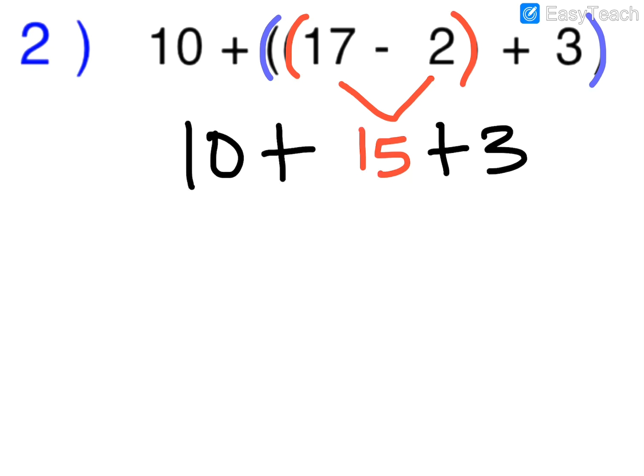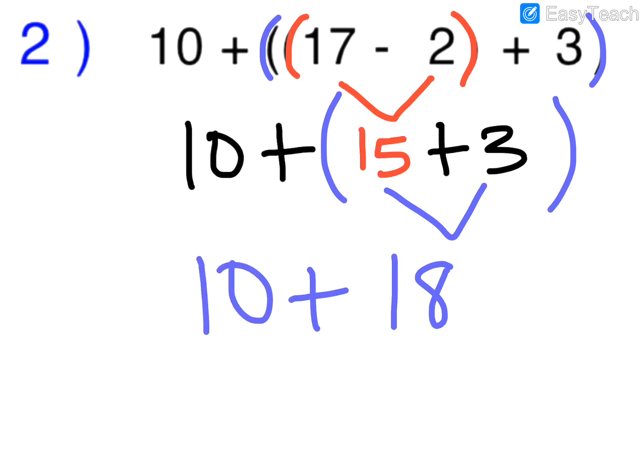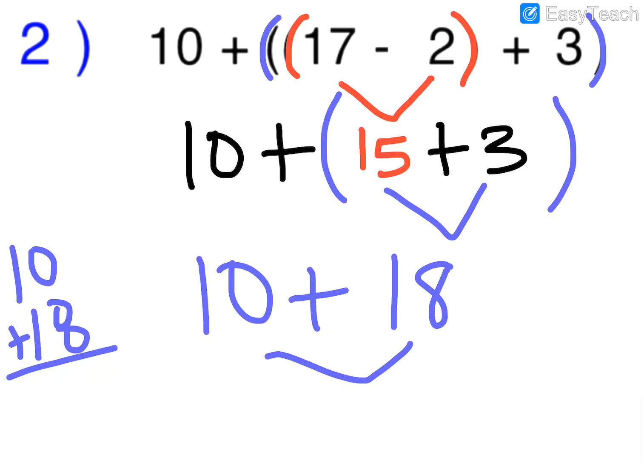I'm going to keep the same colors just to keep some consistency here. And then we also have 10 plus, we have open parentheses, 15 plus 3, close the parentheses. So do we work parentheses or addition first? Yes, we're going to work the set of parentheses first. So 15 plus 3 would give me what? 18, good. And 10 on the outside. So our final step is 10 plus 18. And again, if you need to add or stack those to the side, you can do that.